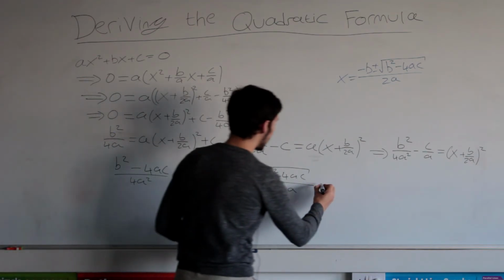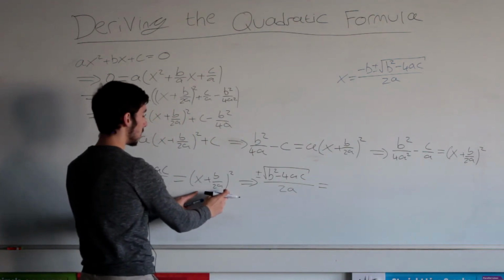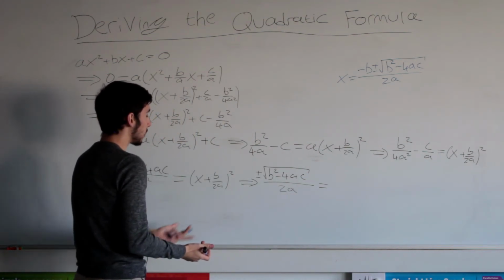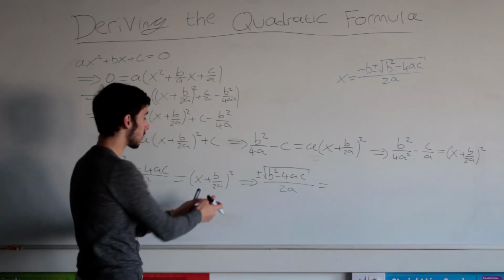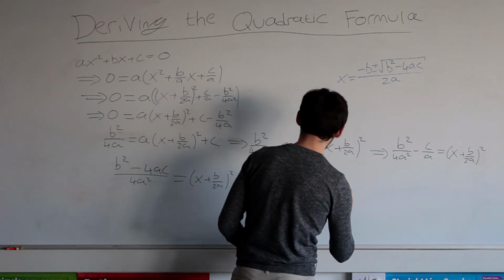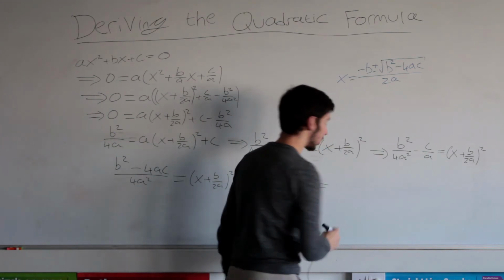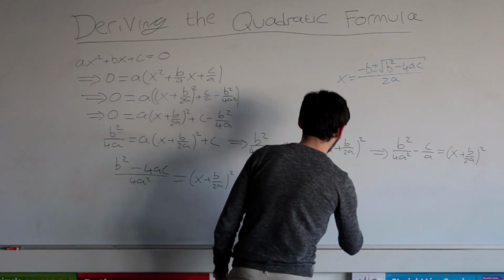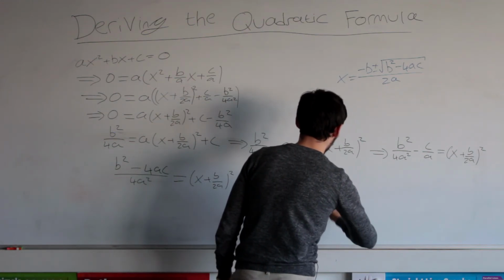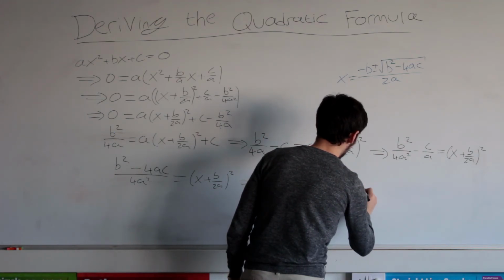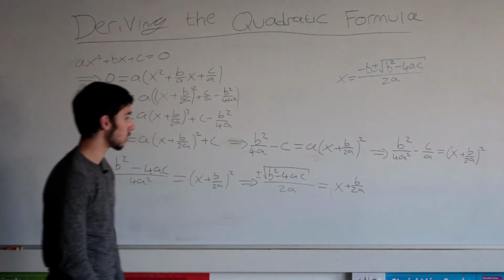And that is going to be equal to the square root of x plus b over 2a, squared. Well, the square root of something that's being squared is just the thing without the square on it, right? So it's like the square root of 5 squared. Well, that's basically 5. So we're just going to write, actually we don't even need a bracket, x plus b over 2a. That's literally it, guys.